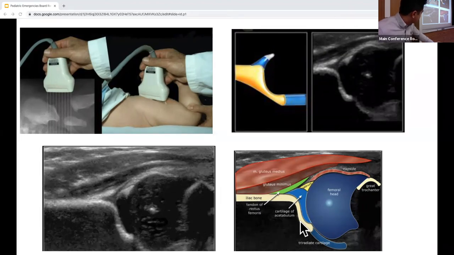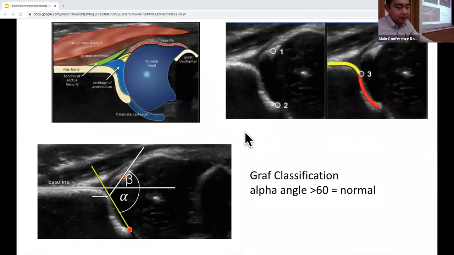The iliac bone is over here. On top is the gluteus medius. And then you want to get the femoral head, the iliac bone in the center, and also the labrum over here. And this is the view you want because you've got to measure some angles in order to diagnose DDH. This is on your boards. It's just kind of FYI if you're interested in it. You're going to draw a line through the iliac bone, and then you draw another line through the tip of the iliac bone through the bony rim of the acetabulum right here.